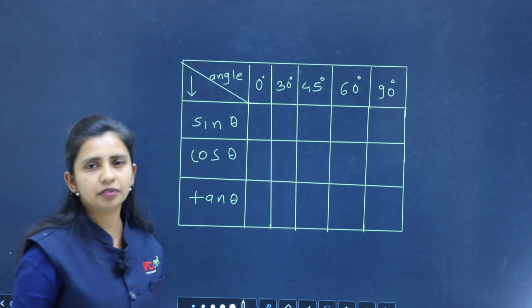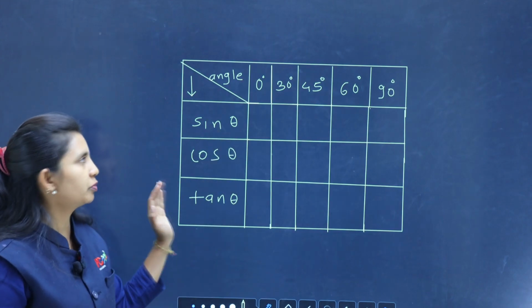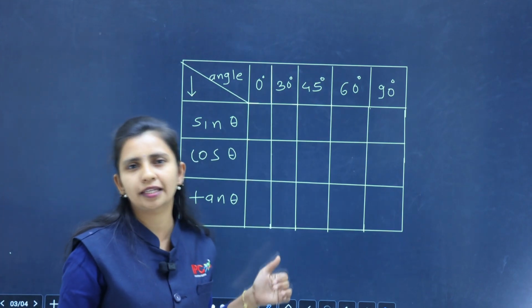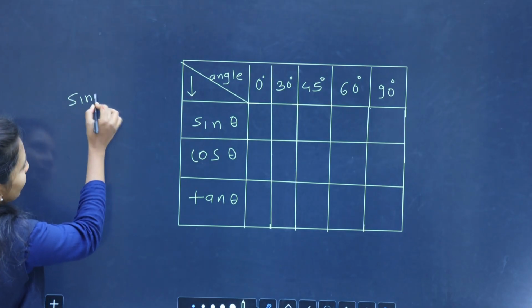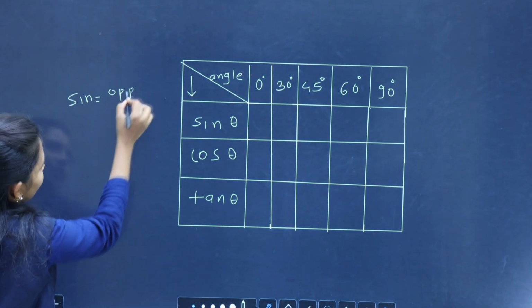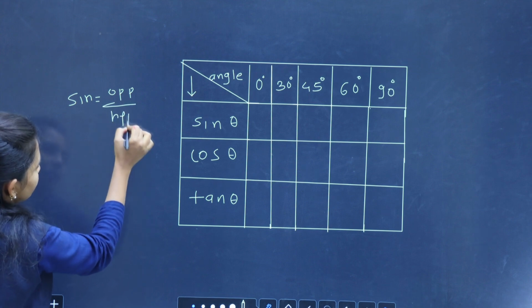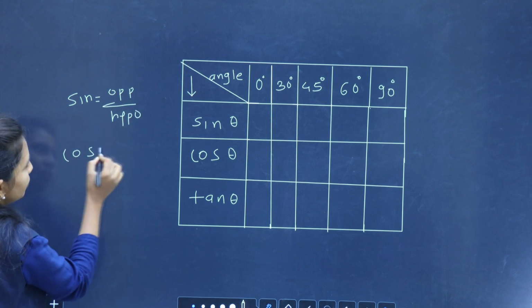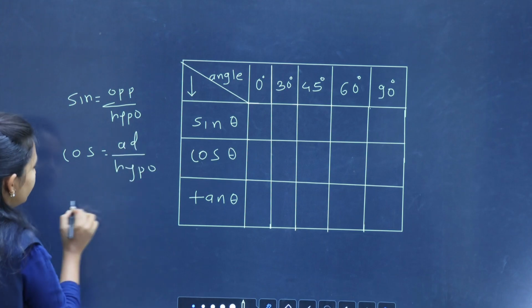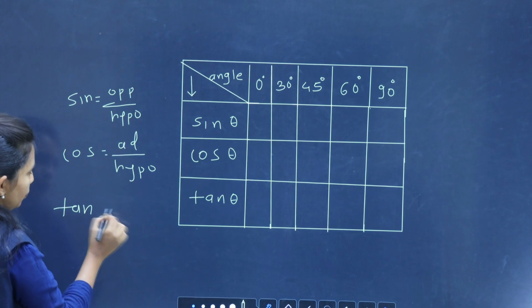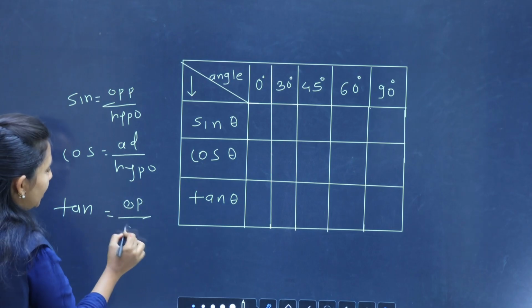So we have a table of the ratios sine, cos and tan. Before moving towards the ratios, what are actually the basic values of sine, cos and tan? For the sine, we have the opposite side to the hypotenuse. For the cos value, we have the adjacent side to the hypotenuse. And for the tan, we have the opposite side and the adjacent.